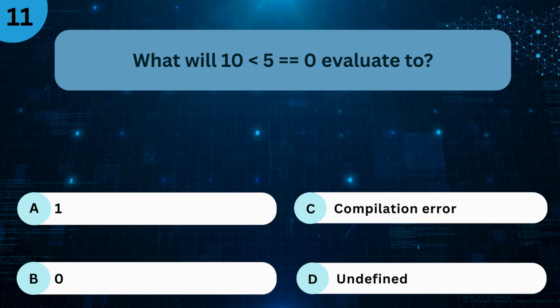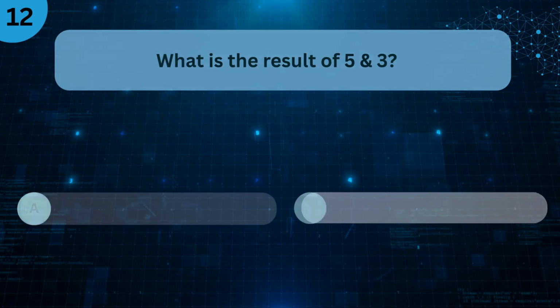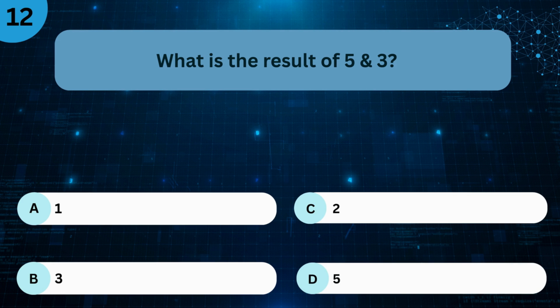A. 1. B. 0. C. Compilation error. D. Undefined. The right answer is A. 1. What is the result of 5 & 3?